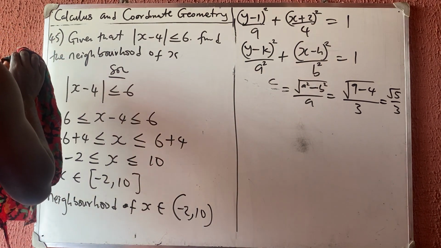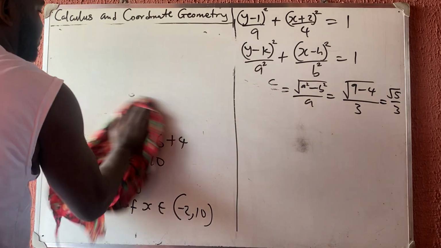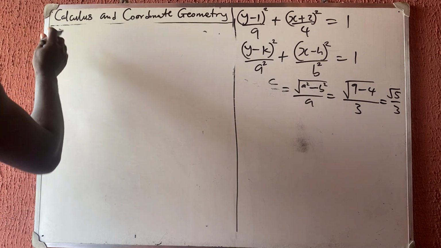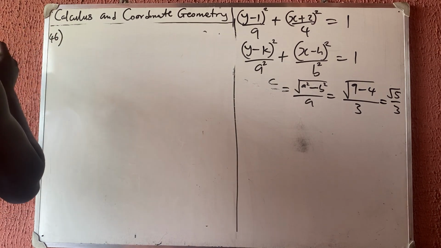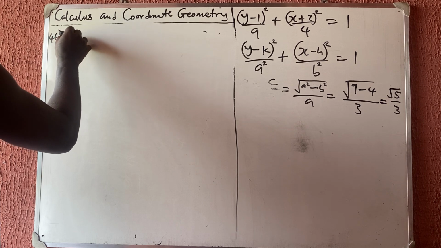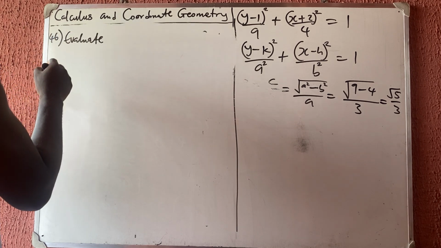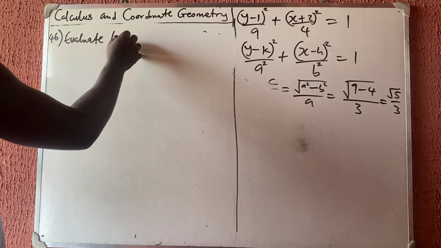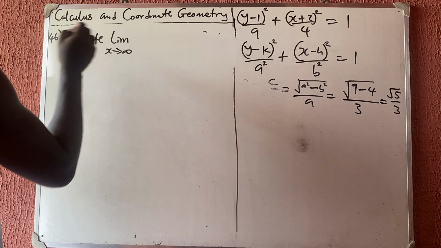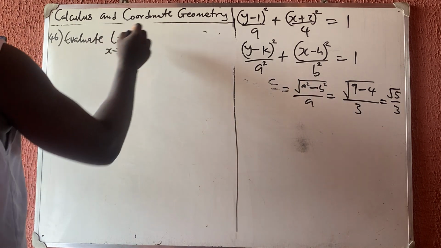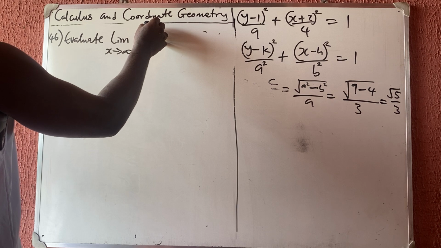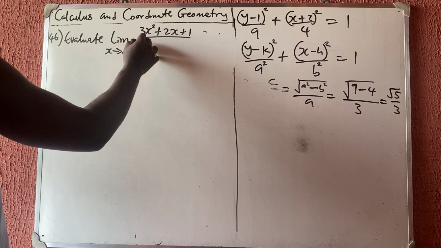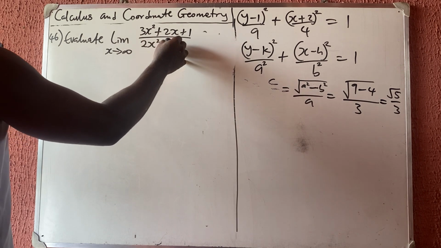We go to question number 46. So we move to question number 46. Question number 46 said, evaluate the limit as x approaches infinity of 3x squared plus 2x plus 1 all over 2x squared minus 1.